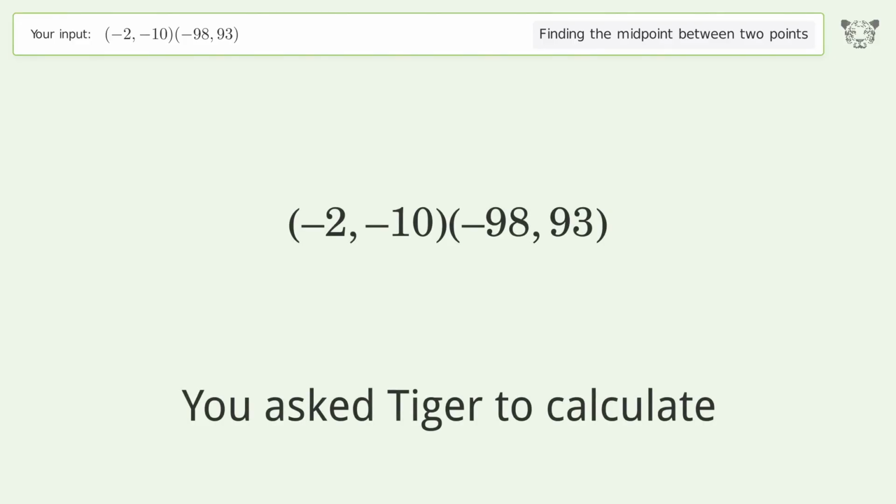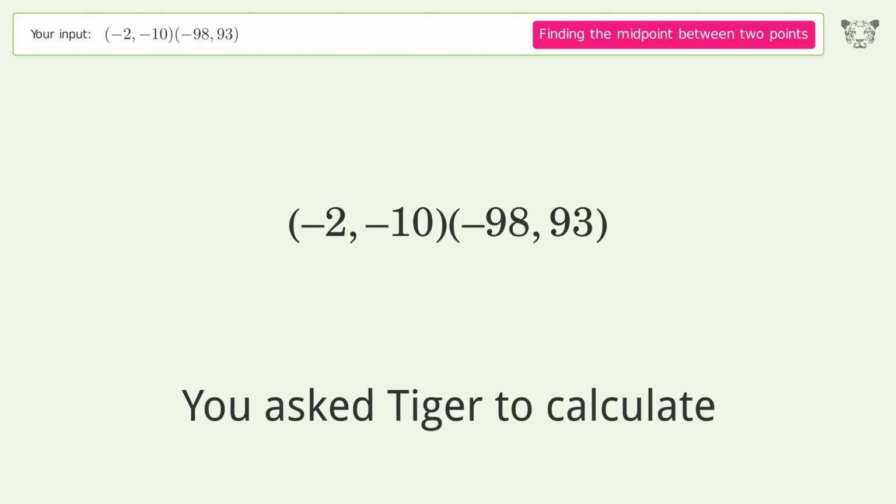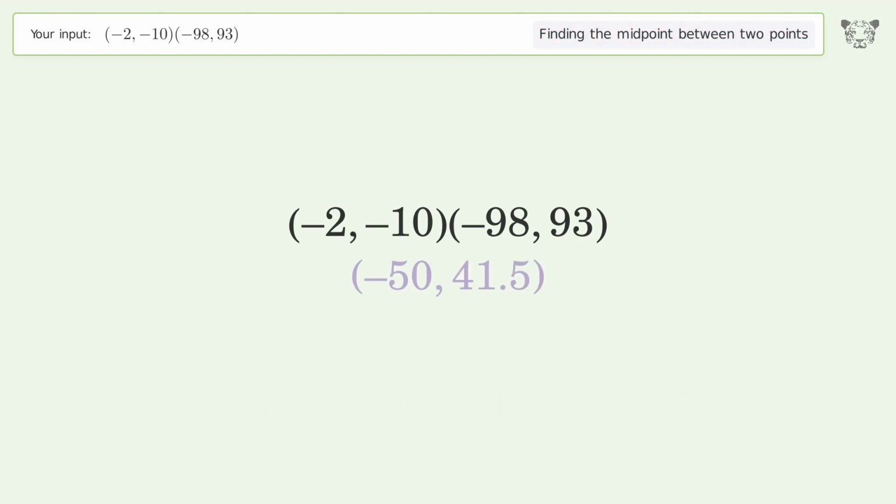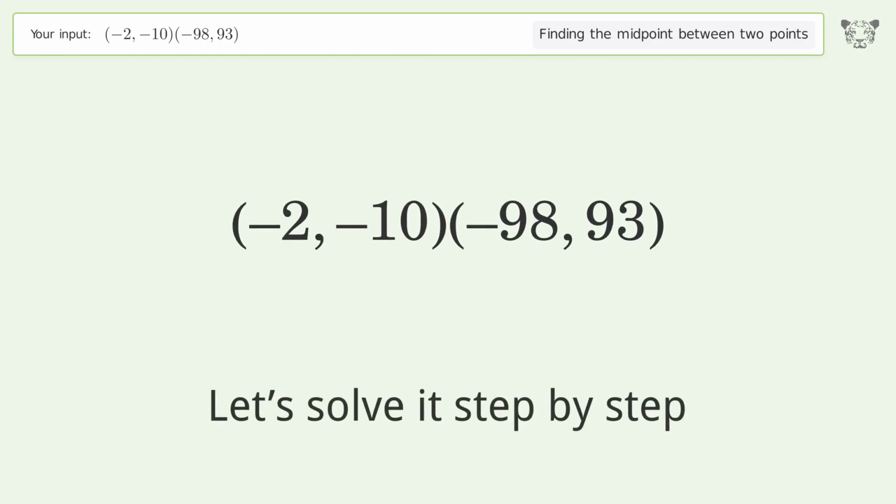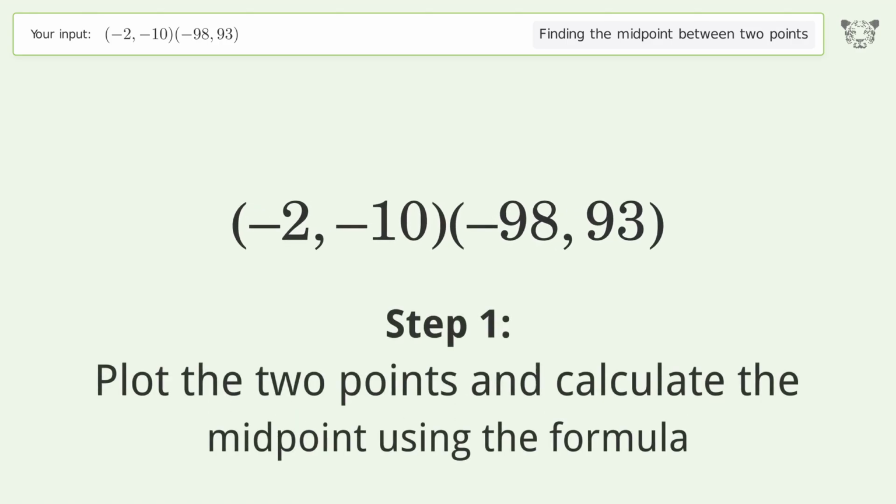You ask Tiger to calculate. This deals with finding the midpoint between 2 points. The midpoint between the 2 points is -50, 41.5. Let's solve it step by step. Plot the 2 points and calculate the midpoint using the formula.